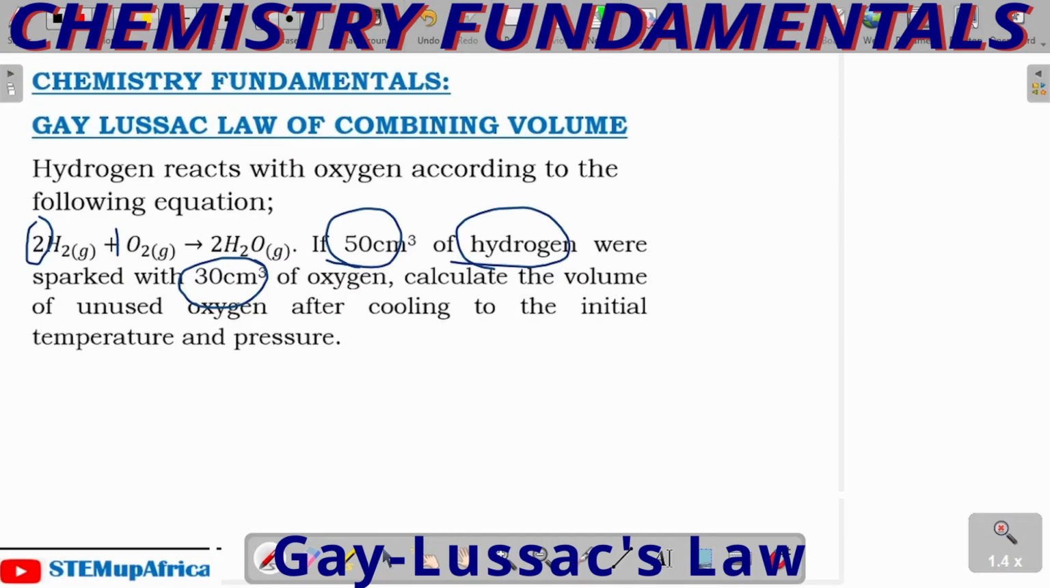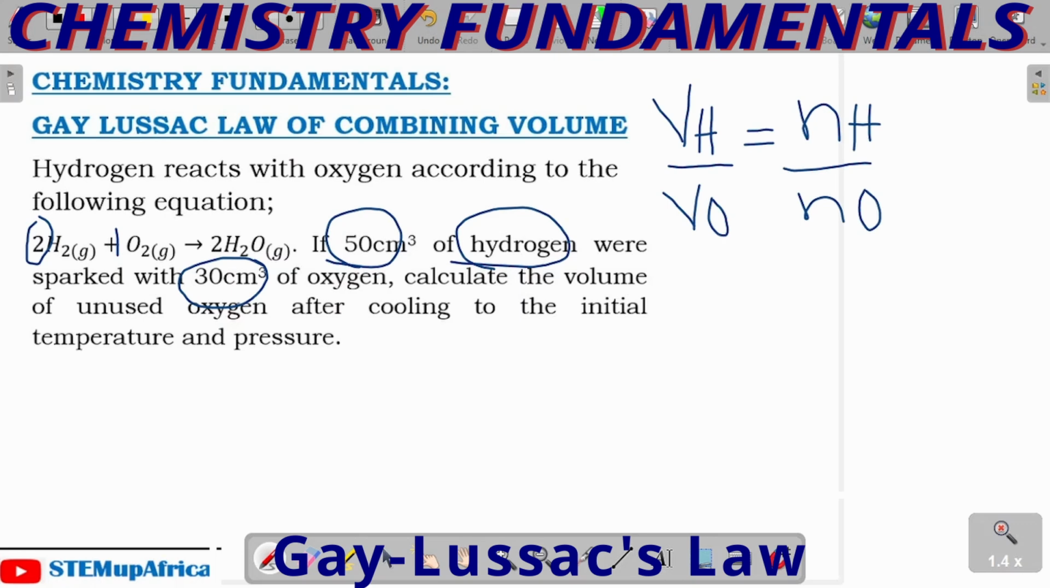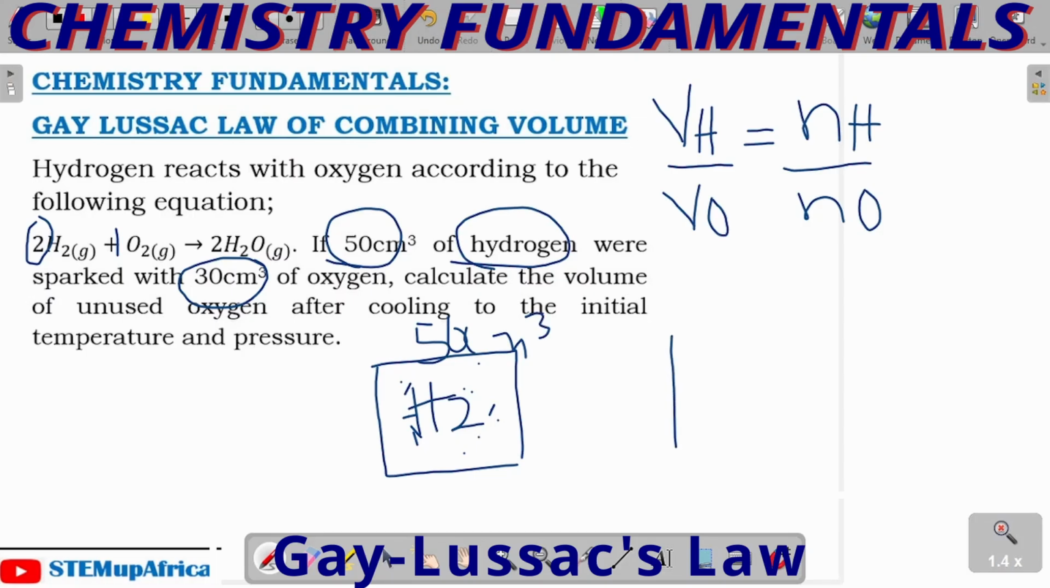So let's first of all state the mathematical expression for hydrogen and oxygen according to the equation. Hydrogen is the first gas here. I'm going to have volume of hydrogen over volume of oxygen is equal to the mole ratio of hydrogen over the mole ratio of oxygen. Let's assume we have two containers here. The first one is hydrogen, and the volume present here is 50 cm³. The second container is oxygen, and the volume present here is 30 cm³.